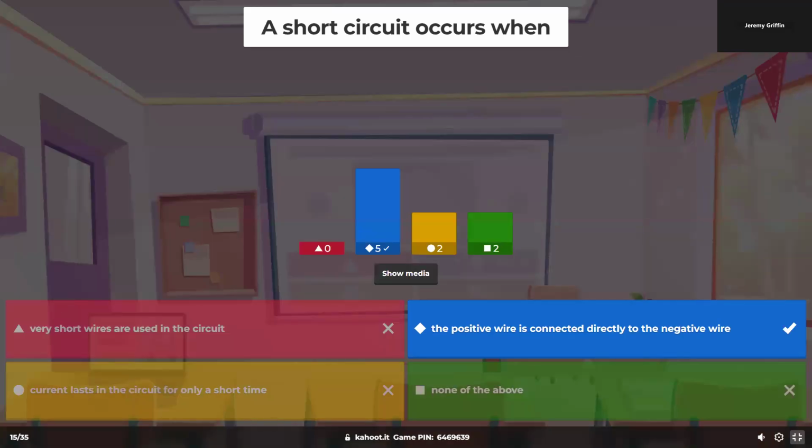Yeah, the positive connected directly to the negative. You could also say where there's negligible resistance in the circuit, or you connect the positive to negative just by a wire. Right, a wire has a tiny, tiny, tiny amount of resistance, so approximately zero. Okay. Now, where have you guys seen a short circuit?